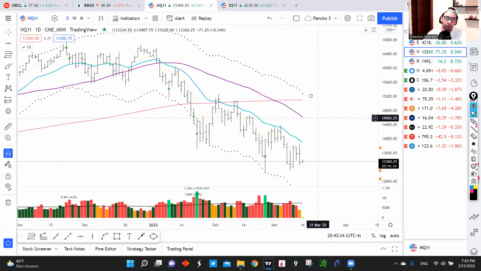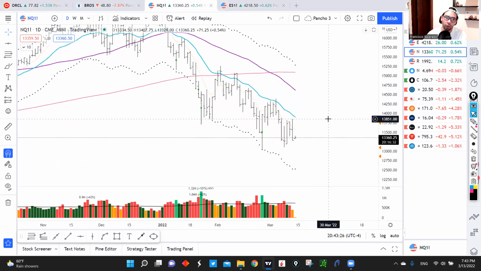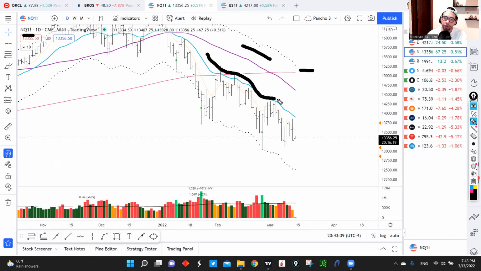Now let's move into the next index that I watch, and this is the NQ, which is the Nasdaq 100 futures contracts. We can see we're below a declining 50 daily moving average, we're below a flat 200 daily moving average, and this 21 exponential moving average continues to act as resistance, right?